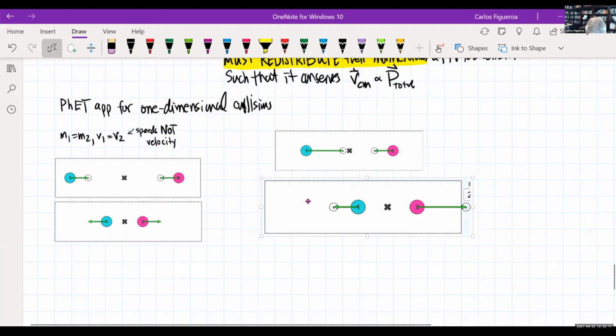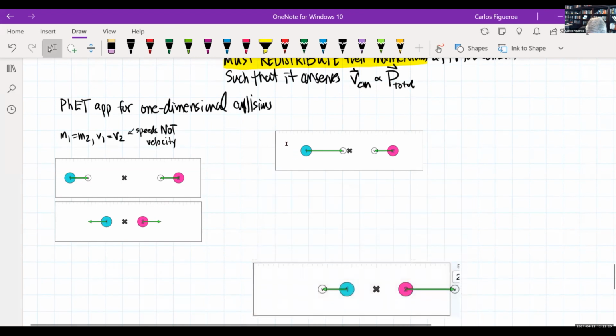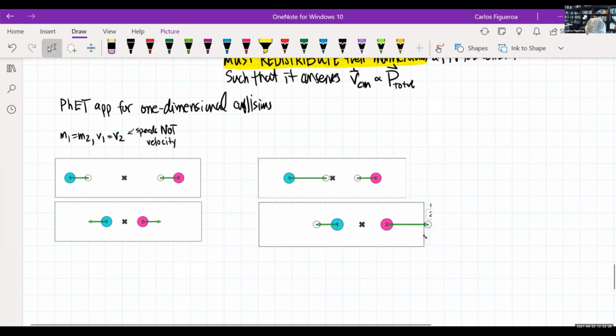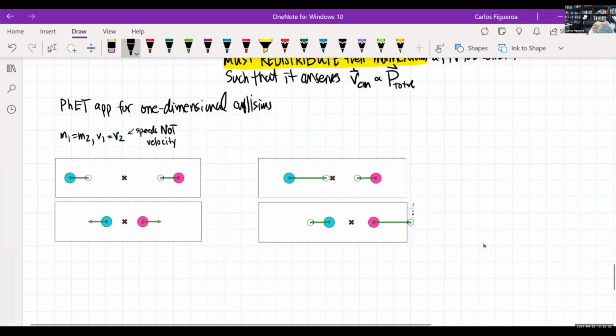Now the same thing happens in this case. What I'm seeing here is that this is not true in this situation, where I do have the masses the same, but V1 is greater than V2. Again, we're talking about speeds.